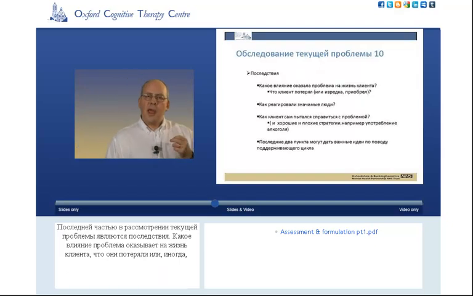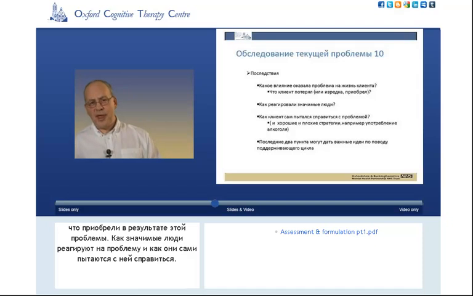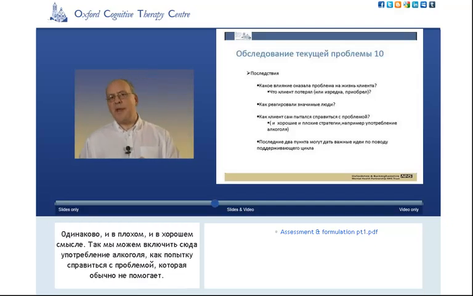The last bit of looking at the current problems is the consequences. What impact has it had on the client's life? What have they lost, or maybe sometimes what have they gained as a result of having the problem? How have other people who are important to them responded to the problem? And how have they themselves tried to cope with the problem, both in good ways and in bad ways. So we would include here, for example, alcohol abuse as being an attempt at coping with the problem, just not one that's usually very helpful.